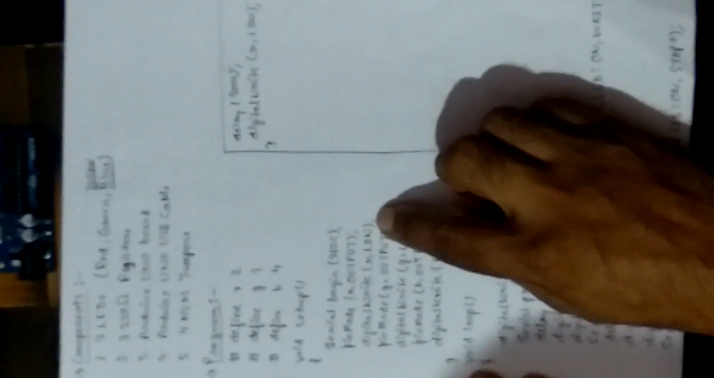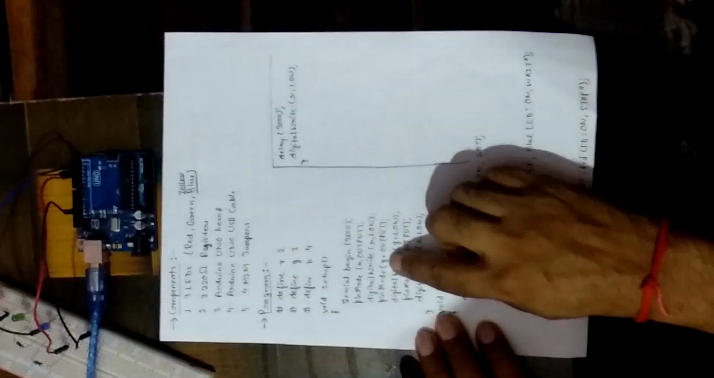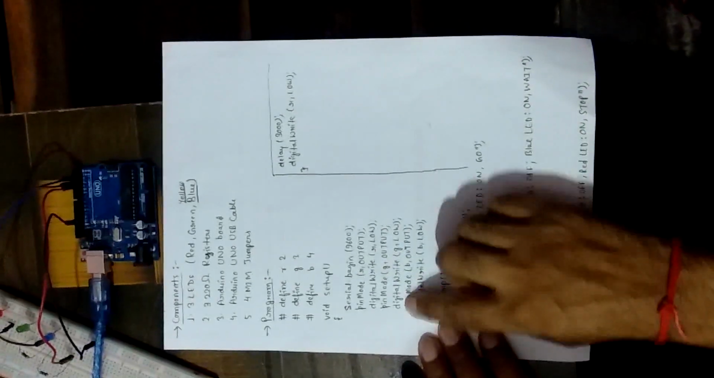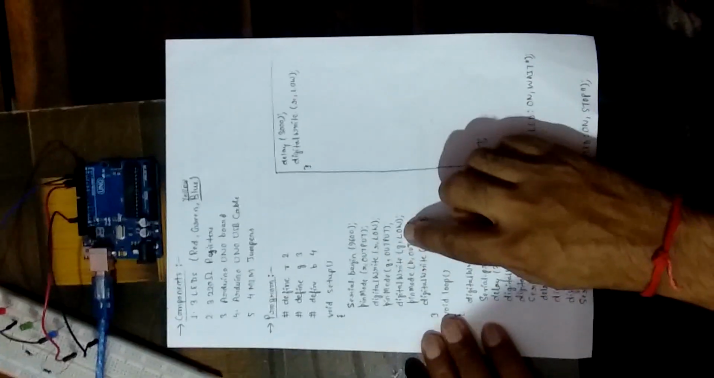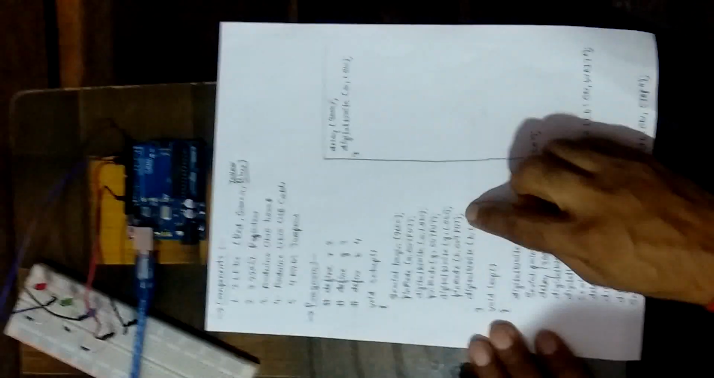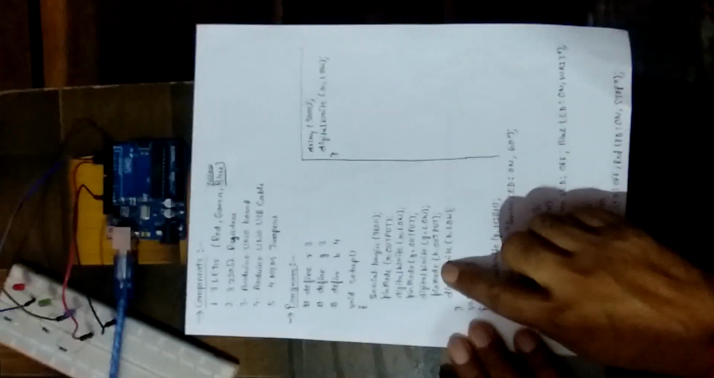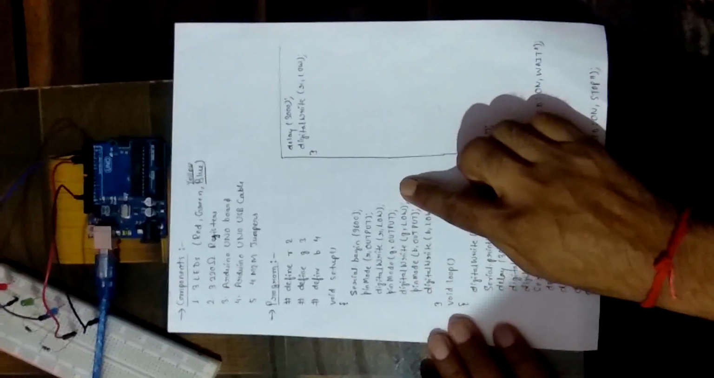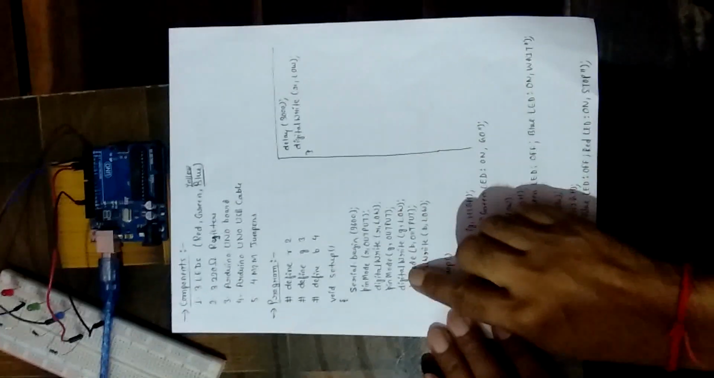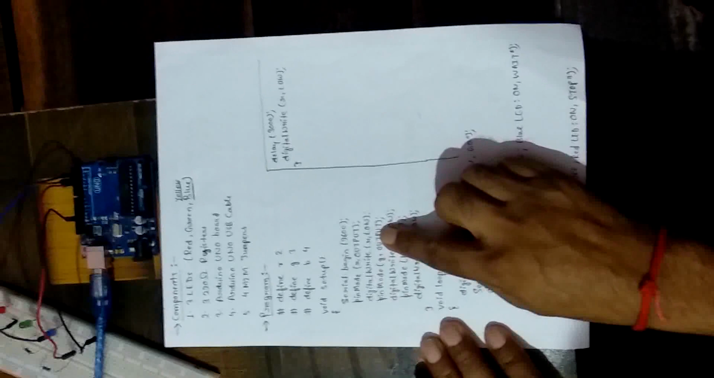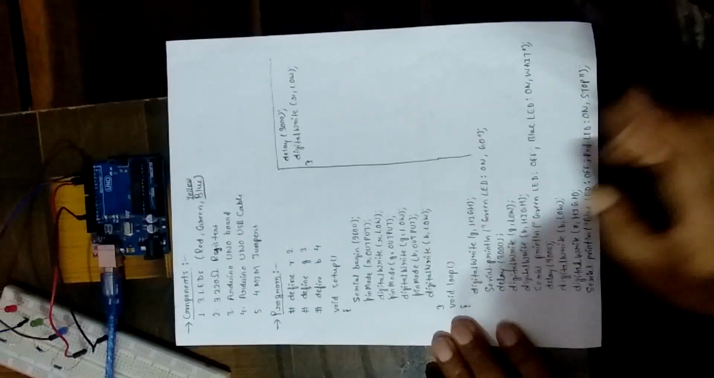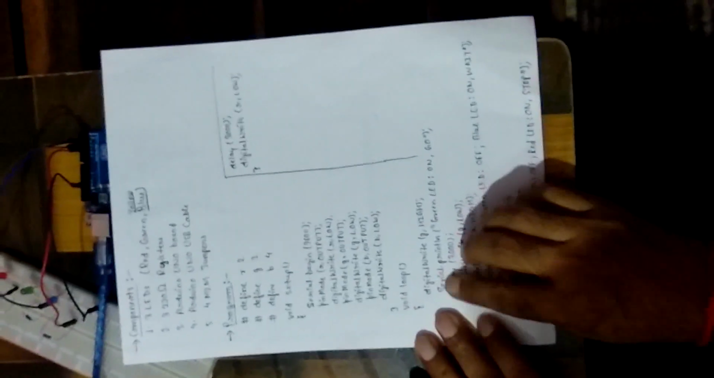Then pinMode of R is output and digitalWrite red pin LOW. First I turn off the red pin, the red LED. Then pinMode G output and digitalWrite green LOW. PinMode B as output. It means R, G, B are all taken as outputs and they are initially off. LOW means off. Then we write the program for the traffic light.